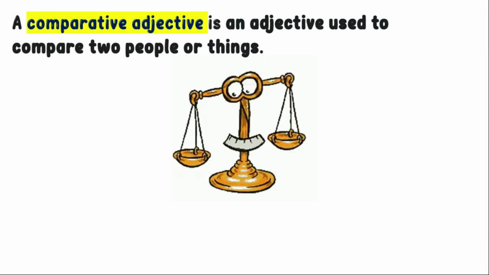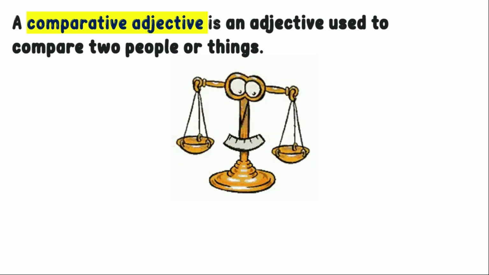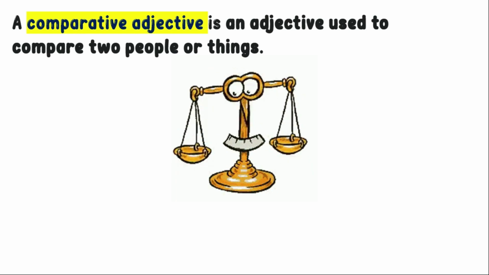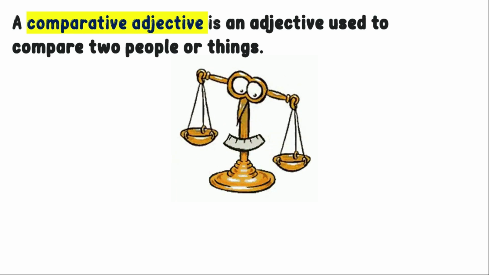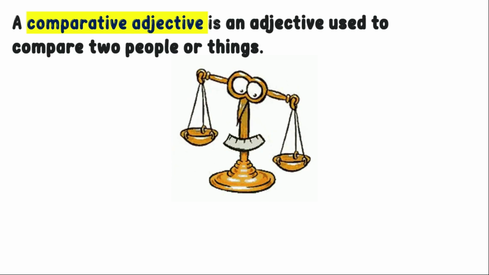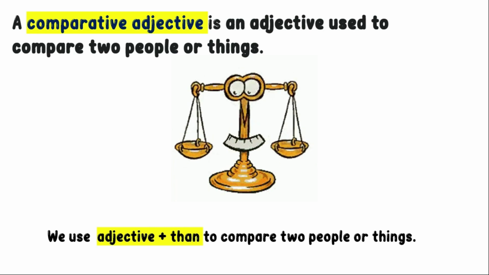So a comparative adjective is an adjective used to compare two people or things. And this is what we have done in the previous examples. We're comparing two things, two nouns. We use the adjective plus than to compare two people or things.